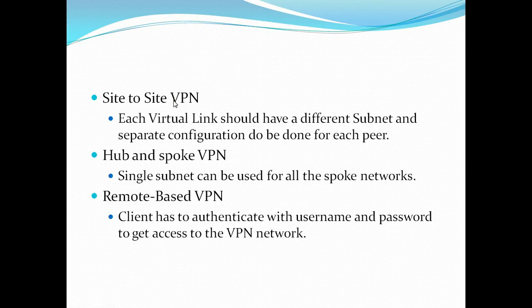There are three types, as I said earlier: site-to-site, hub and spoke, and remote-based VPN. In the case of site-to-site VPN, each virtual link should have a different subnet, and a separate configuration has to be done for each peer. That is, between the hub and spoke 1, it should have a different IP segment, and in the same way between the other server and a client, you should have a different subnet. So this is how it works.